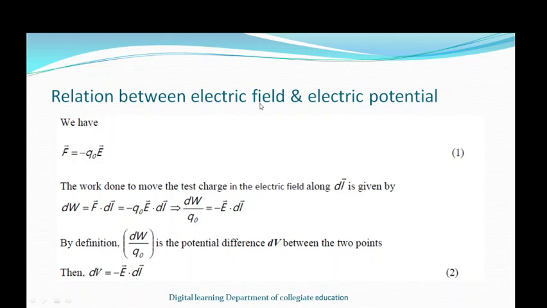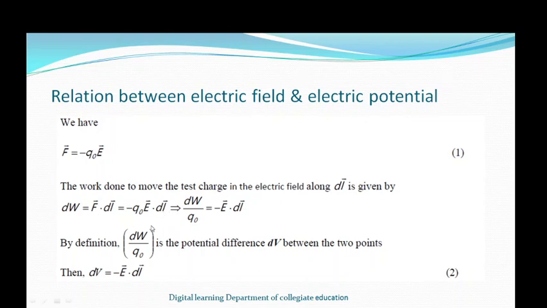Relation between electric field and electric potential. By definition, we know electric field is defined as the electrostatic force experienced by a unit positive charge. Therefore, electrostatic force equal to minus q naught vector E. The work done to move the test charge in the electric field along vector dl is given by dW equal to vector F dot vector dl. In place of vector F, we put minus q naught vector E dot vector dl.